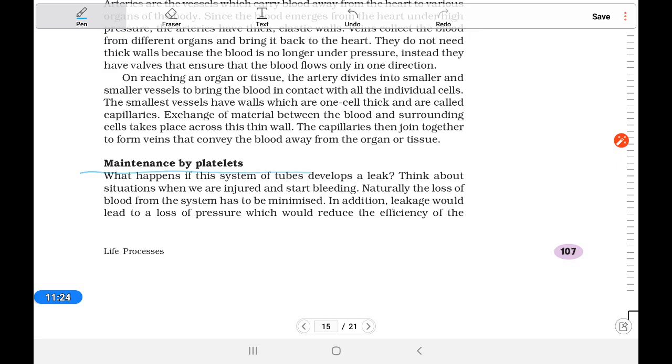Maintenance by platelets. We know that blood is a liquid tissue. So if any leak is there, then the bleeding will start and all the blood will drain. So there is an internal system, our platelets, which can stop that blood flow. Let's take a look at a few steps of it.